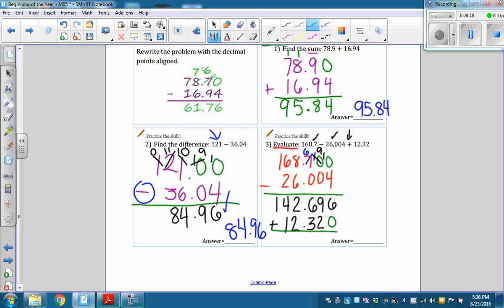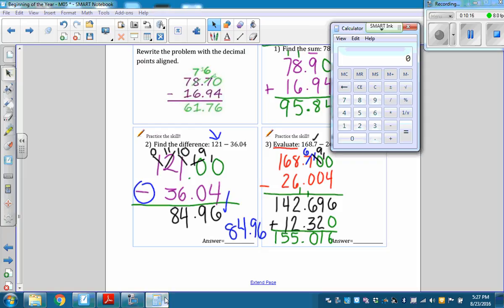6 plus 0 is 6. 9 plus 2 is 11. Carry the 1. 9 plus 2 is 11. Carry the 1. 6 plus 1 is 7, plus 3 is 10. Carry the 1. 1 plus 2 is 3, plus 2 more is 5. 4 plus 1 is 5, and 1. So my final answer is 155 and 16 thousandths.